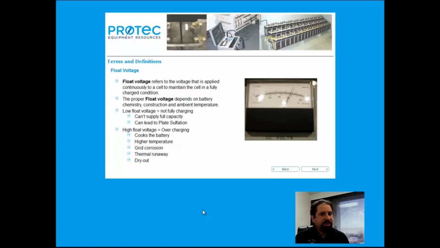A high float voltage equals overcharging of a cell. Overcharging of a cell results in cooking the battery or cell, with elevated or higher internal temperatures. This can lead to grid corrosion, thermal runaway, and dryout, which are all failure mechanisms.